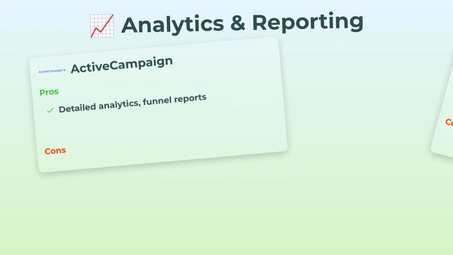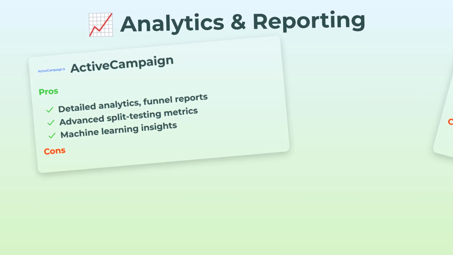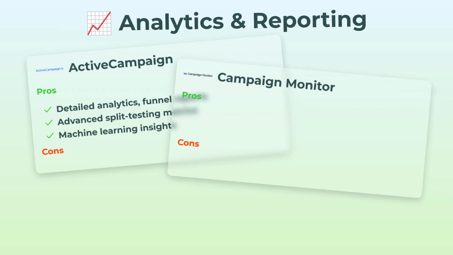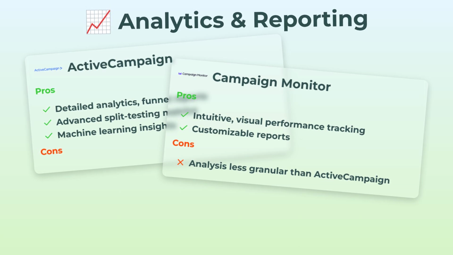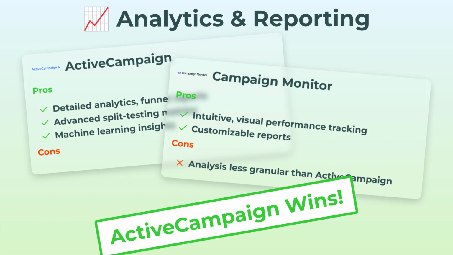Analytics and reporting. Let's talk numbers. ActiveCampaign goes deep, like funnel reports, advanced split testing, and even machine learning insights. If you want to nerd out on your data, this is your playground. Campaign Monitor is totally friendlier, more visual, and lets you customize reports, but, well, the breakdowns aren't as granular as ActiveCampaign. If tracking every micro-conversion is your thing, ActiveCampaign's your go-to.